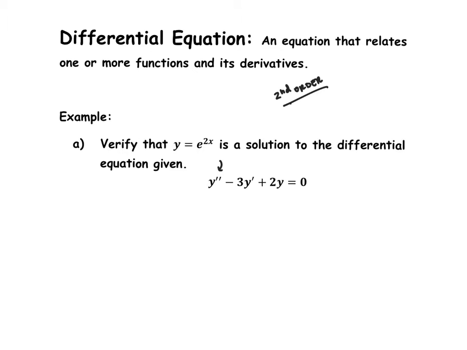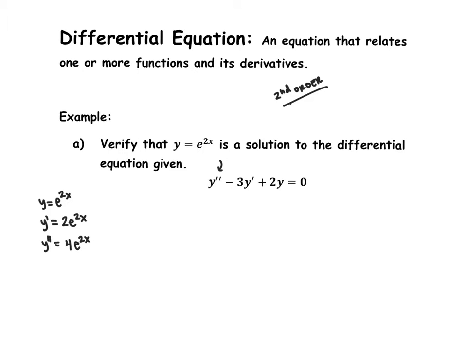It's asking us to verify that the equation y equals e to the 2x is a solution to a differential equation. So what I want to do is verify that this equation is satisfied by y equals e to the 2x. So if y equals e to the 2x, then that means y prime with respect to x would be 2e to the 2x. And that would mean that y double prime, which is the second derivative of y with respect to x, would be 4e to the 2x.